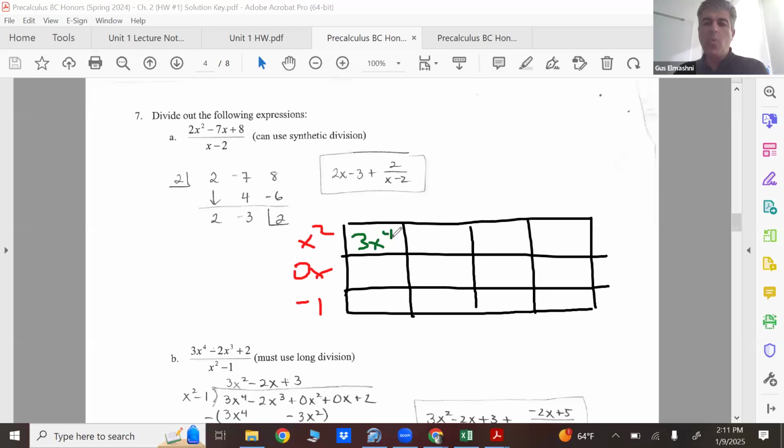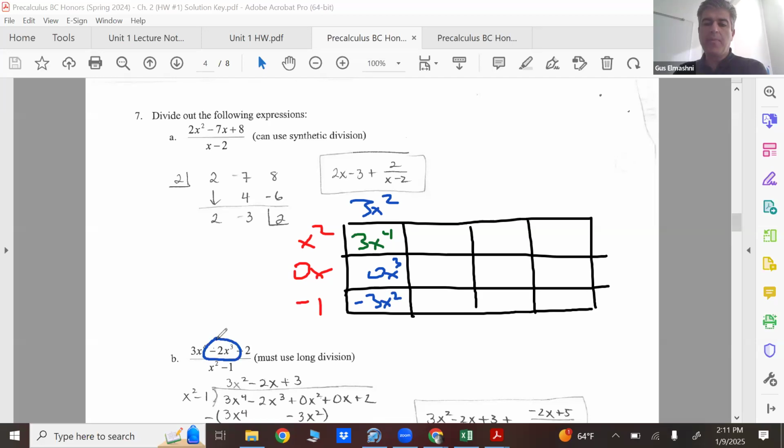Okay. What do you multiply x squared to get to 3x4, guys? Good. And then if you were to fill out the rest of the boxes in the first column, that would be 0x cubed. Correct, 0 also, that doesn't matter. And negative 3x squared. Okay.